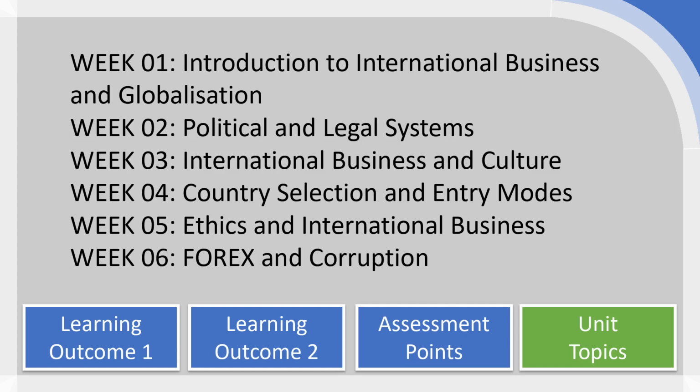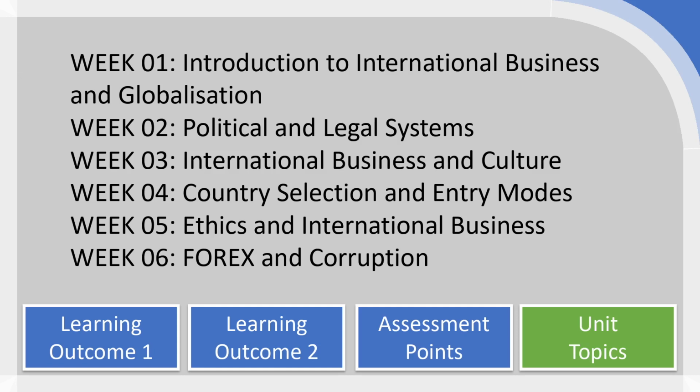So for the first 6 weeks of the unit, it's fairly broad. We're looking at legal systems, political systems, as well as culture. So 3 big components of understanding differences between countries and understanding dimensions of difference between international markets.